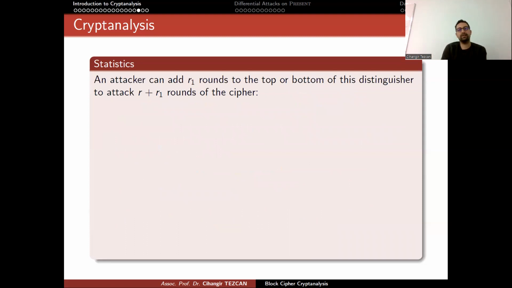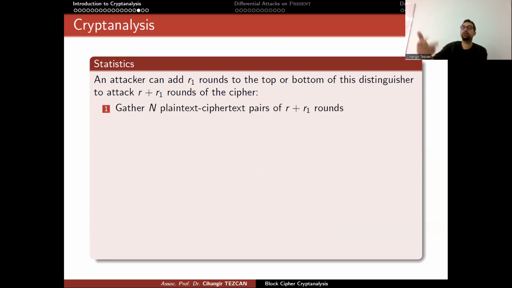An attacker can add R1 rounds to the top or bottom of this distinguisher to attack R plus R1 rounds of the cipher by following these steps. Since we are going to attack R plus R1 rounds, here we are assuming the cipher is R plus R1 rounds, okay? So your first aim is to gather n plaintext-ciphertext pairs of R plus R1 rounds, because you cannot gain information on the intermediate values. You can capture the plaintext and ciphertext, so this is why you gather n plaintext and ciphertext pairs of R plus R1 rounds.